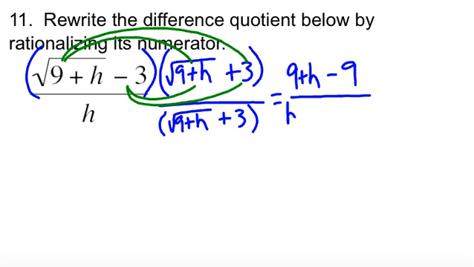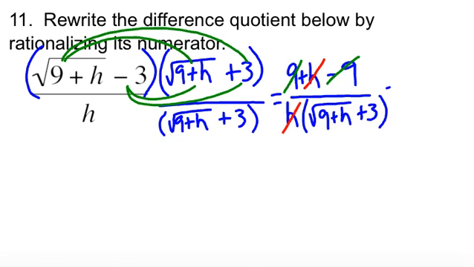And in the bottom, I have h. I am not going to distribute this, and you'll see why in just a second. h times that. Now, notice in the numerator, 9 and negative 9 are gone, so I just have h over h times the square root of 9 plus h plus 3. It's hard to say. And now these h's will cancel here and here. So we are left with 1 over the square root of 9 plus h plus 3.